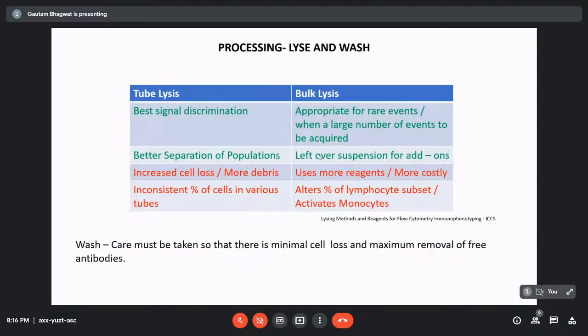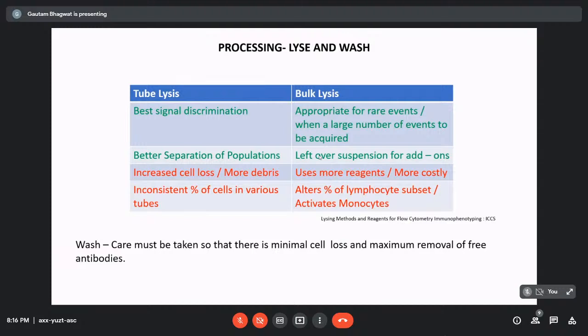Next come the lyses and the washes. Again, there are two modes. One is the tube lyses, where I do the lyses in individual tubes, or I can do a bulk lyses, where I take the entire sample and lyse it first and then put the remaining pellet into the different tubes. So there are two methods, as I have earlier told: stain, lyse and wash, or bulk lyse, stain and wash. Now it depends on what exactly we are analyzing. It depends from lab to lab which method is better.